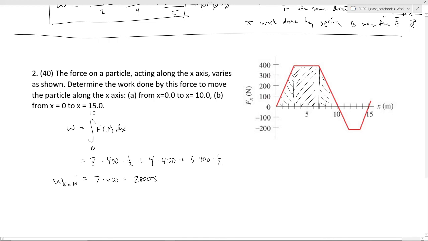And if we want to find the work from 0 to 15, we're going to need to find the area of this region as well. Notice this is negative. So up here, the force is positive and the displacement is positive. So in other words, this would be positive work. But down here, the force is negative while the displacement is positive. So this will be negative work. So let's find this area from 10 to 15.